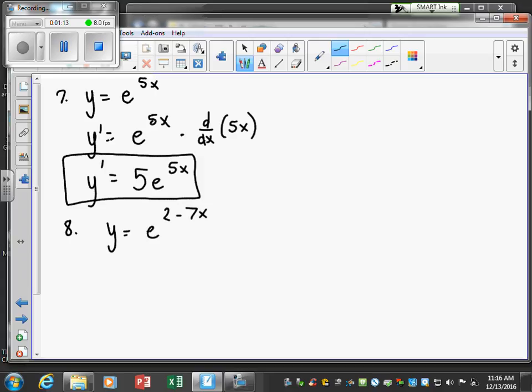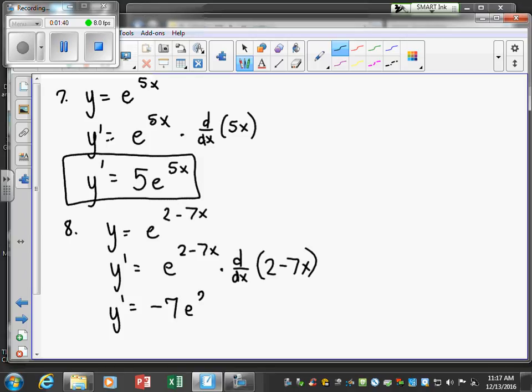Even if our exponent is a little more complicated, we're going to have that similar rule. So y prime is just going to be what? We have e to the u times the derivative of u. In this case, we have the derivative of our parenthesis. What is the derivative of this term? Negative 7. Good. Careful with your sign. So we just get y prime is equal to negative 7e to the 2 minus 7x.